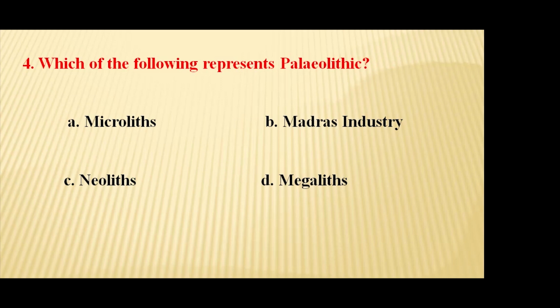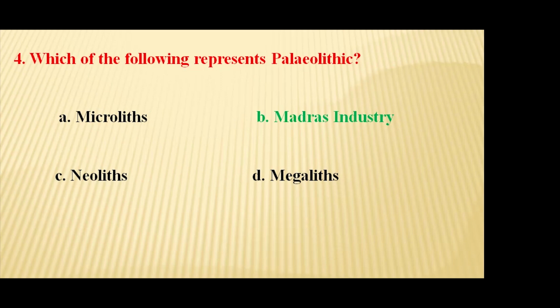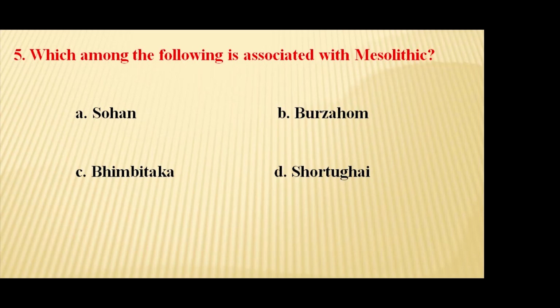Question number 4. Which of the following represents Paleolithic? Option A. Microliths. Option B. Madras Industry. Option C. Neoliths. Option D. Megaliths. And the correct answer is option B. Madras Industry.